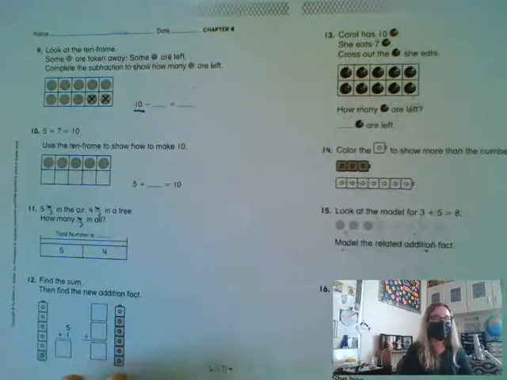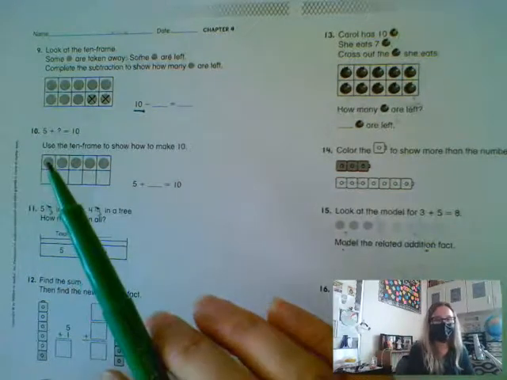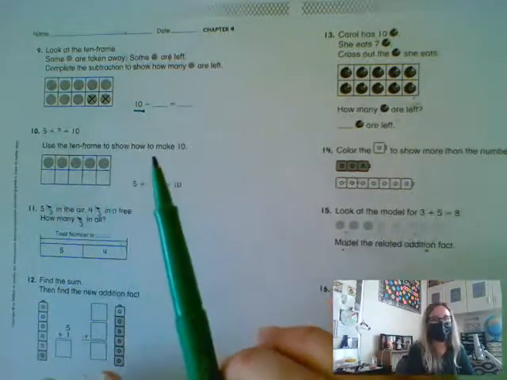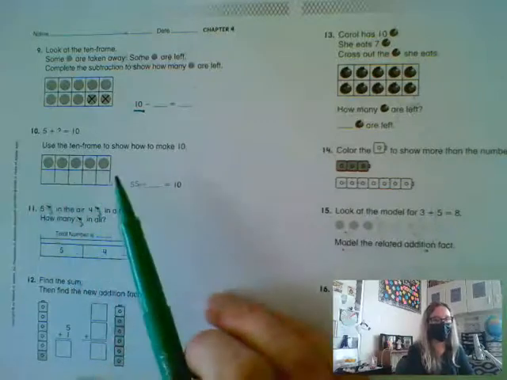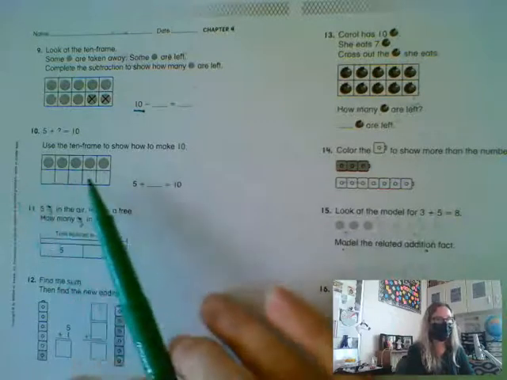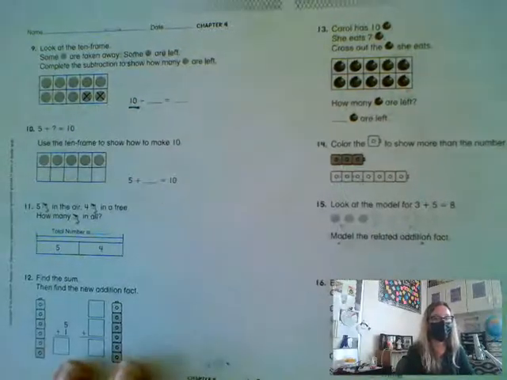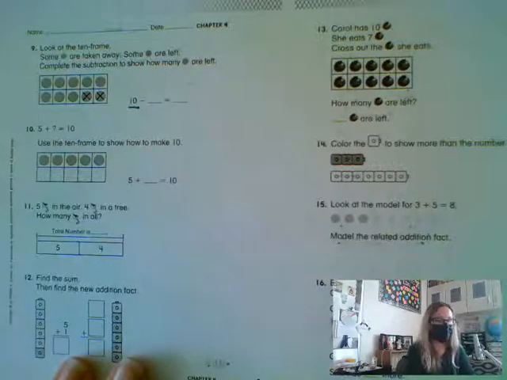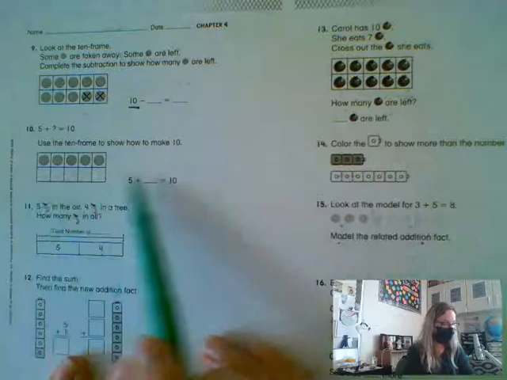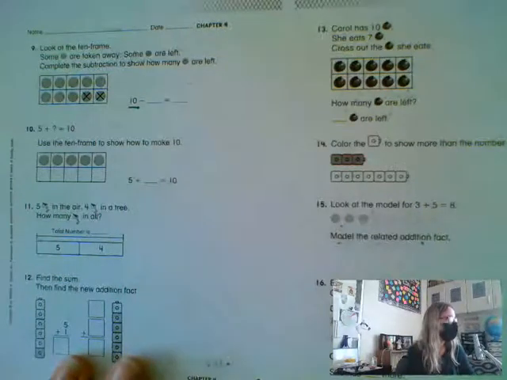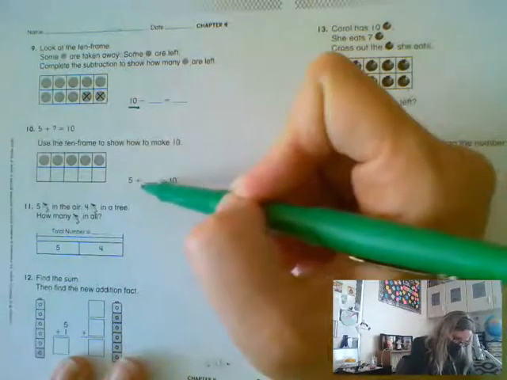All right, looking at number 10, it says use the 10 frame to show how you can make 10. They've already put 5 in there, so fill it up till you have 10 and tell me how many you added. Fill up the 10 frame till you have 10 and then tell me how many you added. Well, don't tell me, but write it down right here.